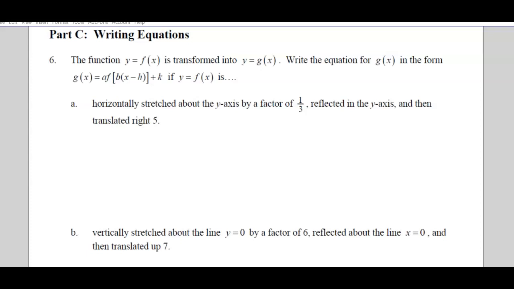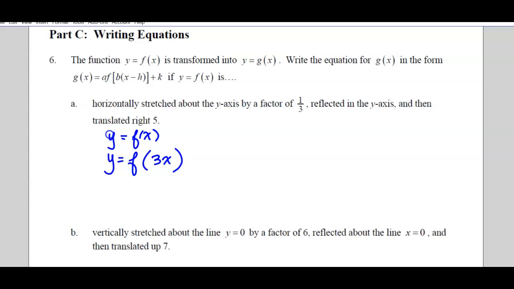Okay, so if you want to do it in steps, we're starting with y equals f of x, and you're going to have to see your comfort level. Maybe you can just go right to the answer. That's our base graph. If we're doing them in this order, which is the correct order, horizontally stretching about the y-axis by a factor of a third, that will be replacing x with 3x. Horizontal goes with x. You show the reciprocal in there.